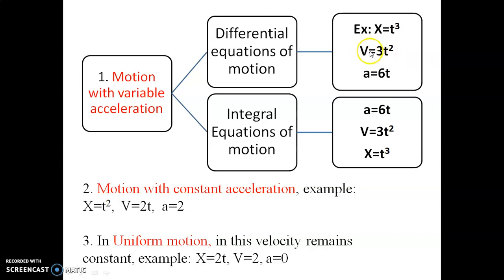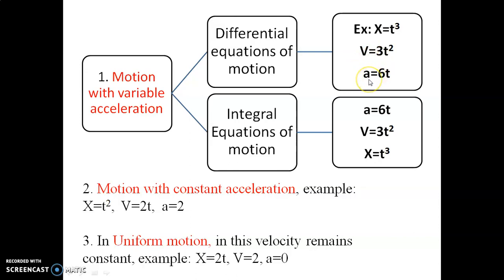velocity is varying. If I put t is equal to 1, I get the velocity equal to 3. If I put t is equal to 2, I get 2 square, that is 4, into 3, that is 12. So this is the second equation, that is velocity, and velocity is the change in displacement divided by time.